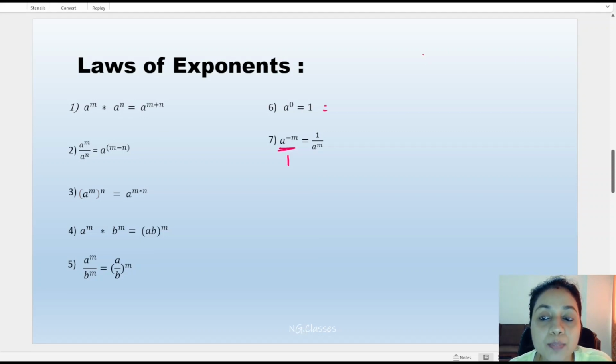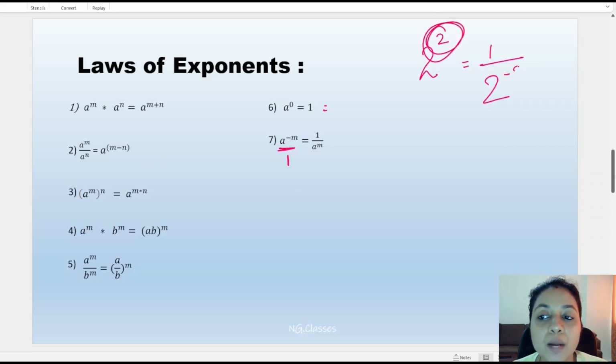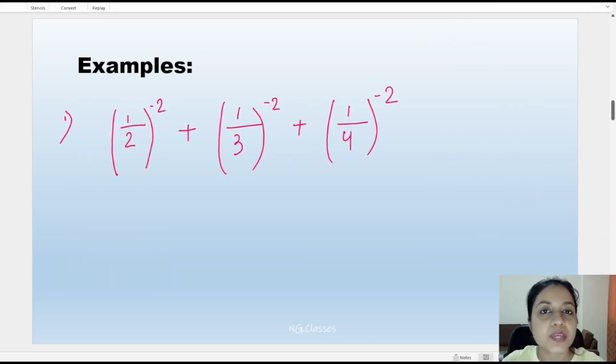If it is already positive, suppose we have 2 to the power 2, let's write it as 1 by 2 to the power what? The power will reverse its sign. Already it was positive, now it will become negative. When the power is negative, we will switch the place, write it in the denominator, and the power will reverse its sign. Now let's solve some examples.